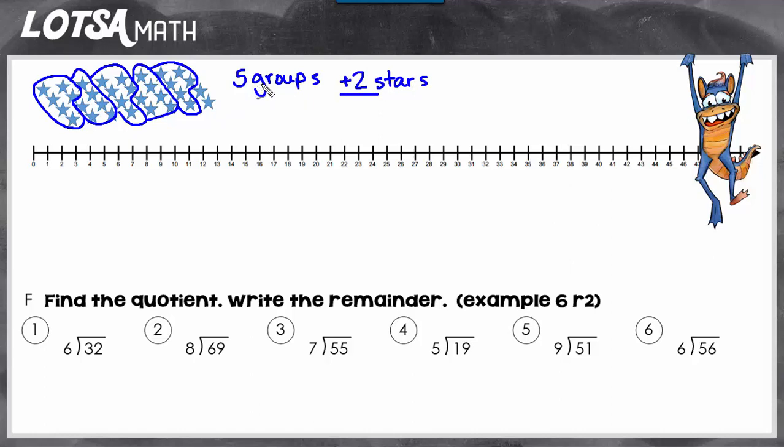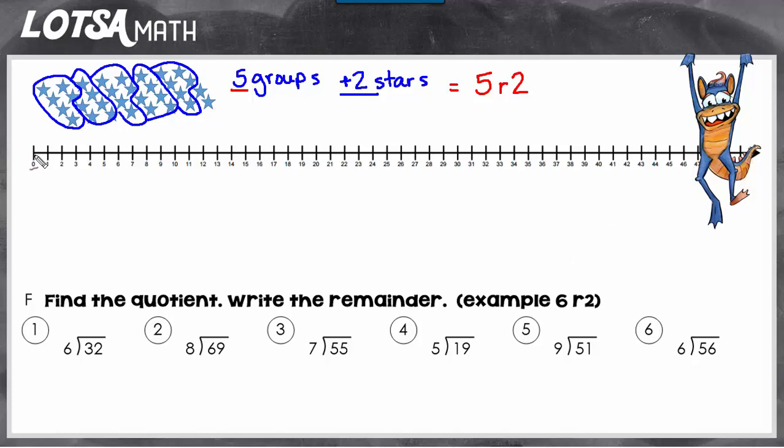So the answer for 32 divided by 6 is 5, remainder 2. And you write that as 5 and a little r for remainder, and then you write your 2. 5, remainder 2. There are other strategies you can use as well. You can use the number line and hop in groups of 6.